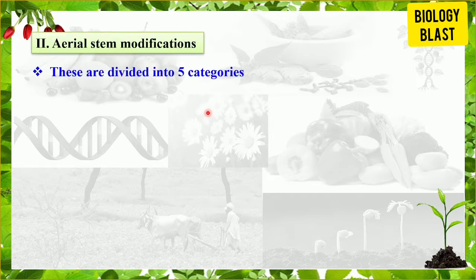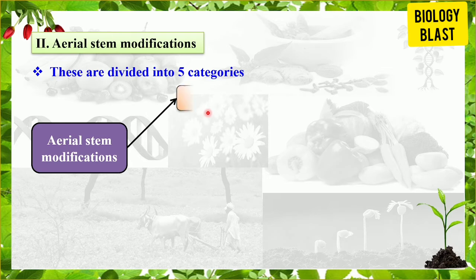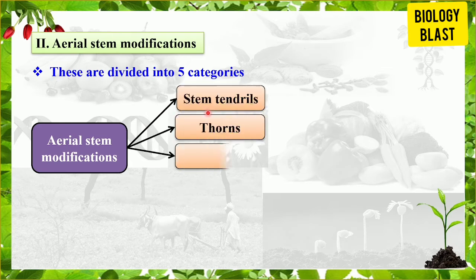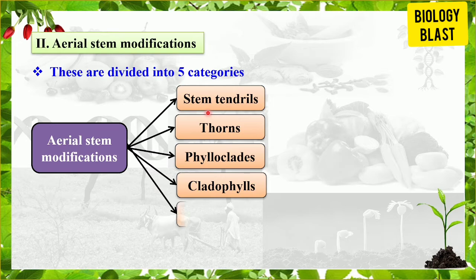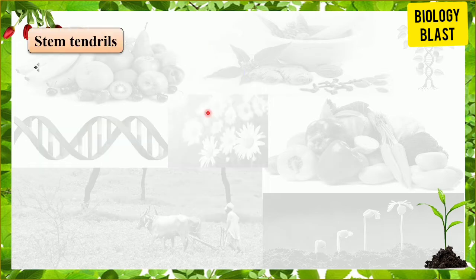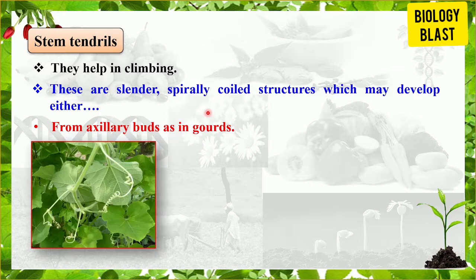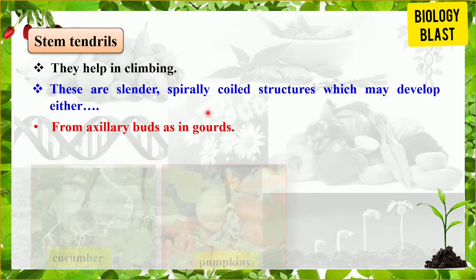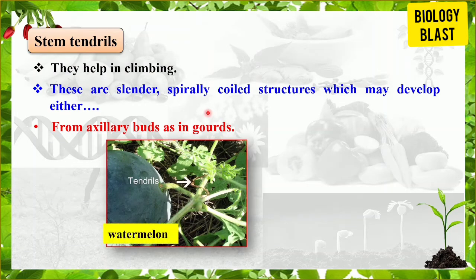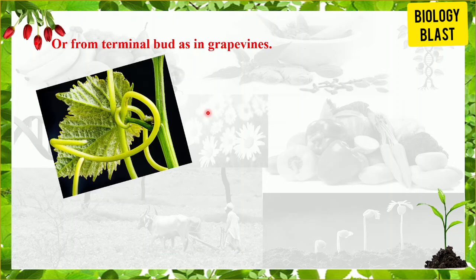Next, aerial stem modification. These are divided into five categories: stem tendril, thorn, phylloclade, cladode, and bulbil. Stem tendrils help in climbing. They are spring-like, slender spiral coil structures developed from an axillary bud, as in gourd, cucumber, pumpkin, and watermelon, or from a terminal bud as in grapevine.